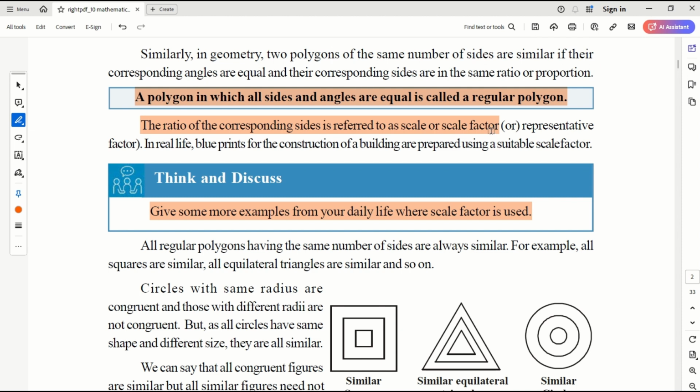The scale factor of two images should be the same in all aspects to say they are similar. If you take a polygon, all the sides should have a similar ratio. That is what scale factor is. Correct.